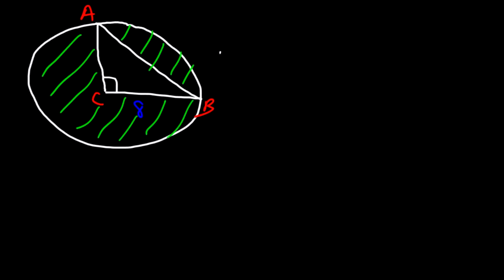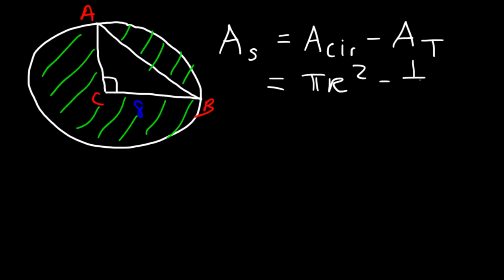To find the area of the shaded region, it's going to be the area of the large object on the outside, which is the area of the circle, minus the area of the object on the inside, which is the area of the triangle. So the area of the shaded region is going to be pi r squared minus 1/2 base times height. Now notice that 8 is the radius of the circle. The radius is the distance between the center of the circle and any point on the circle. So AC is also the radius of the circle, which means this section is 8. And that's the base and the height of the triangle.